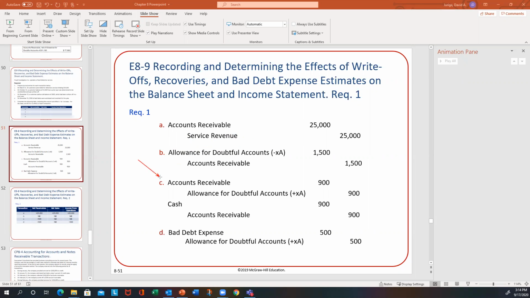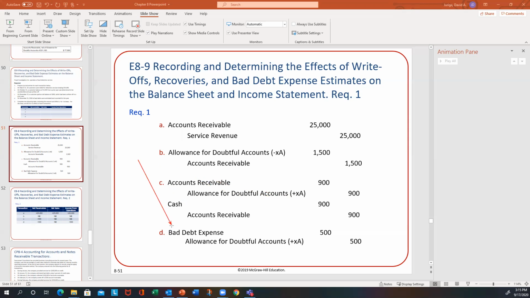And then on letter C, that's the recovery. What you do is you have to reverse the original write-off. So you debit AR, accounts receivable, credit allowance for the amount that you're recovering, the 900, and then you simply show the collection by debiting cash and crediting accounts receivable for the same amount.